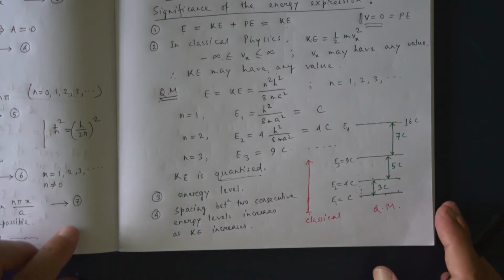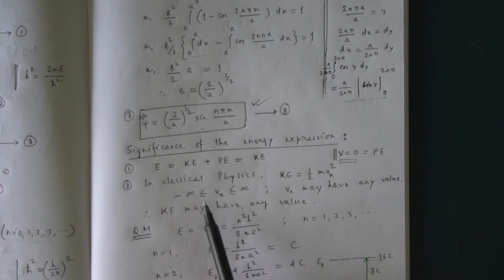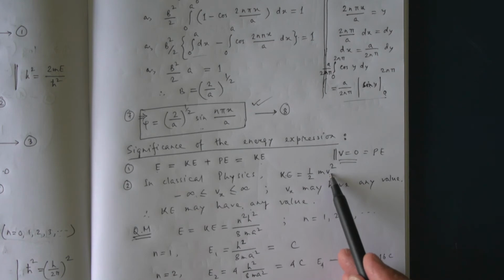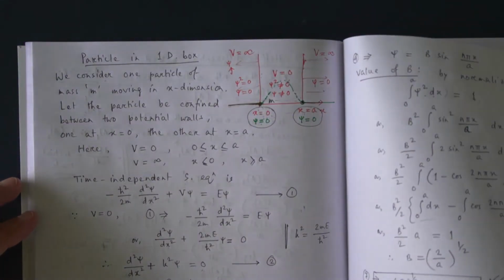So next thing is that classically, velocity may have any value within this region. That means velocity may have value 0 also. Classically, velocity may be 0 also. So classically, kinetic energy may be 0. Okay? So classically, this is number 5.